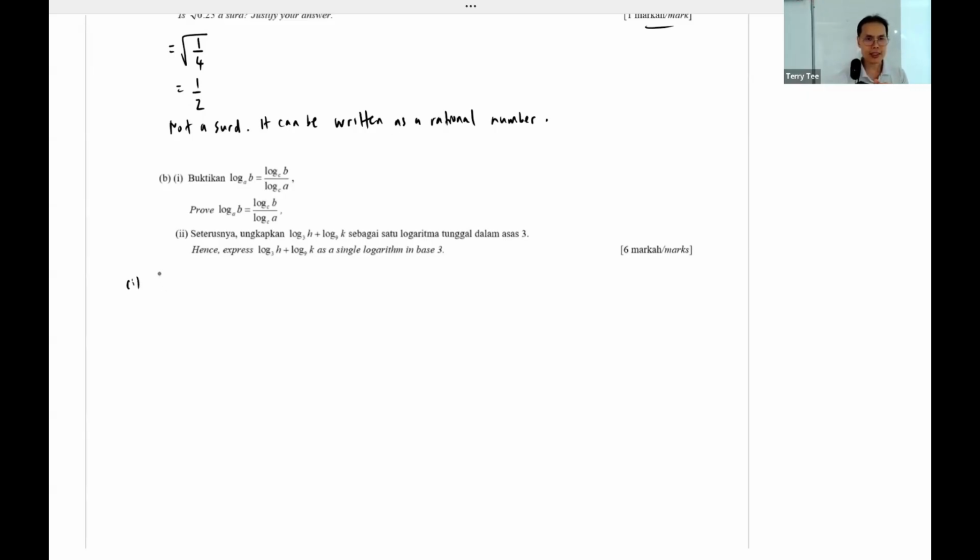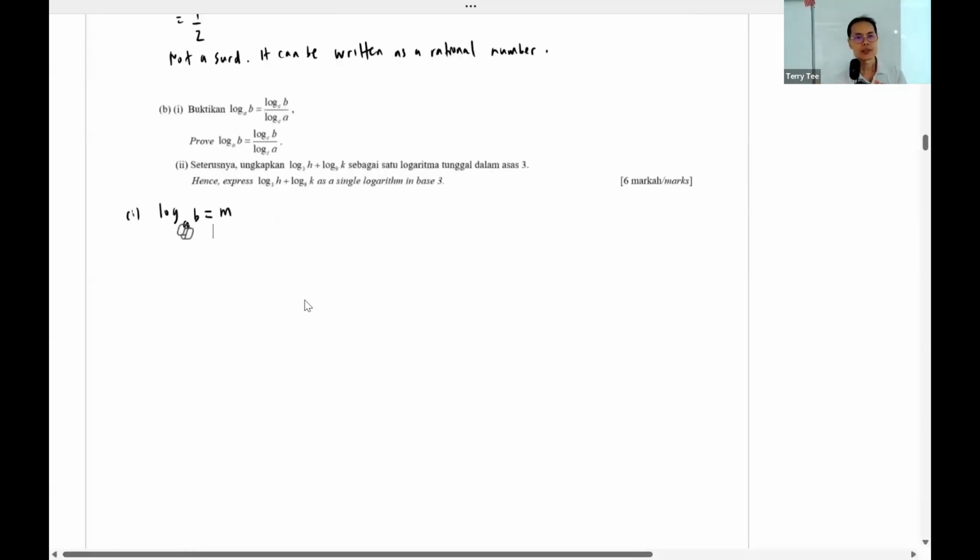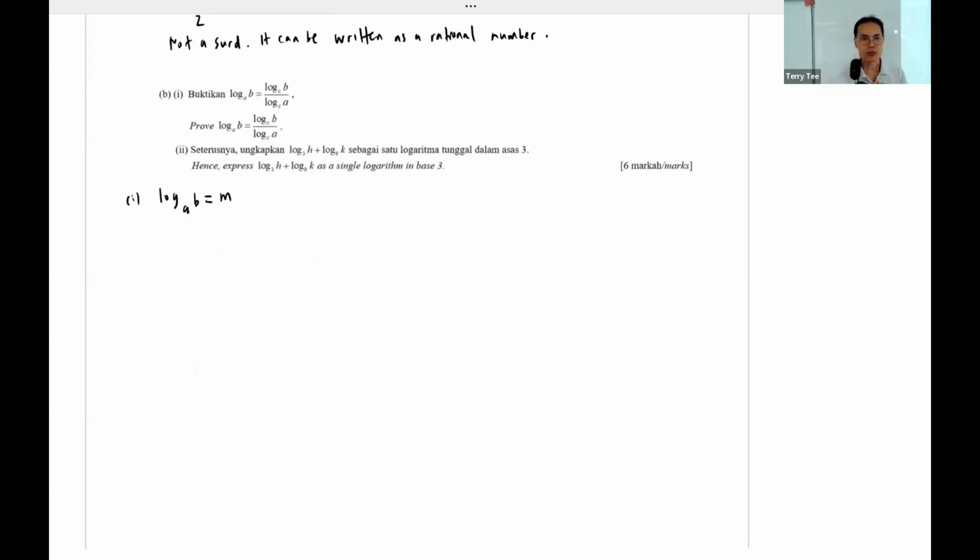Everybody, we start by letting log base a of b equal to an unknown, maybe I call it m. Now this is in logarithm form. I want to change to index form. We write a to the power of m equals b.